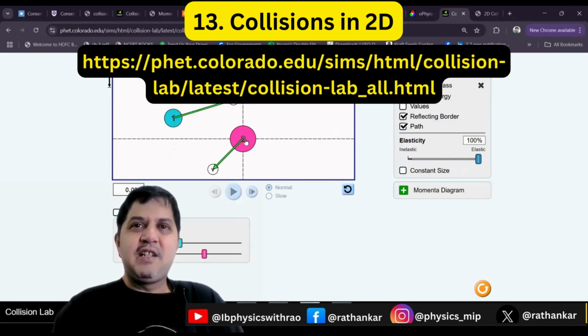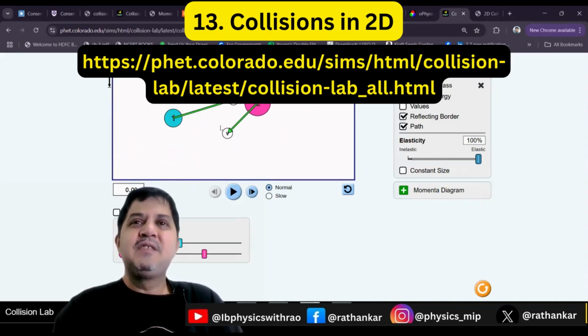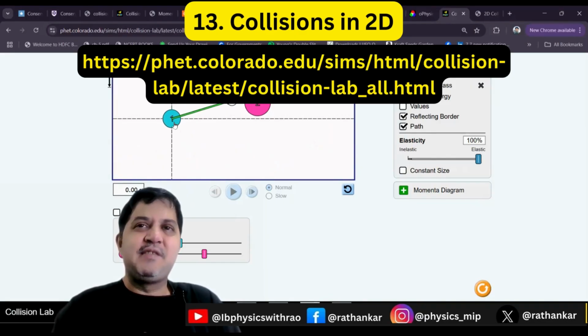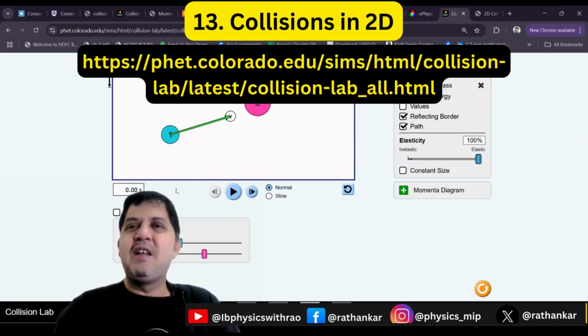I can move the object here. Let me take this object here and I will change the velocity direction also. Change this direction like this. And I will change this velocity. See, this axis is very important. If I keep it here, then what do you think will happen?